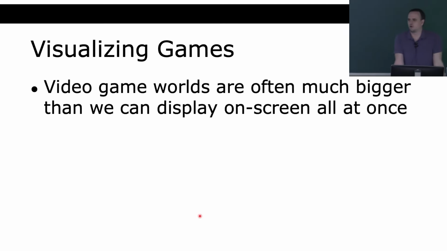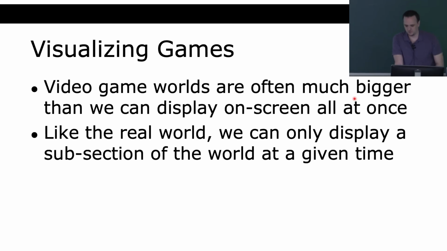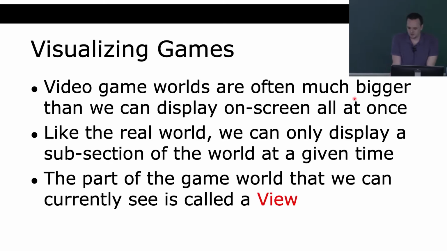So video game worlds, just like the real world, are often much, much bigger than we can display all on the screen at once. Like in the real world, we can only display a subsection of the world at a given time, right? I'm standing here, there's this huge infinite universe surrounding me, but I can only see this much in front of me. There are walls occluding my vision. My eyes can only see to about 170 degrees or so. I can only see so far due to atmospheric effects, etc. And so the part of the game world that we can currently see is called the view into that world.